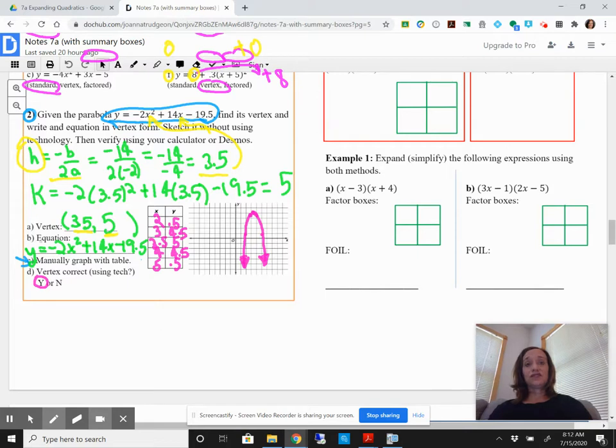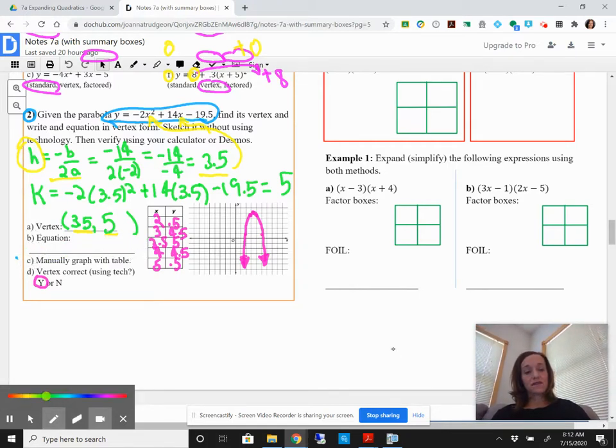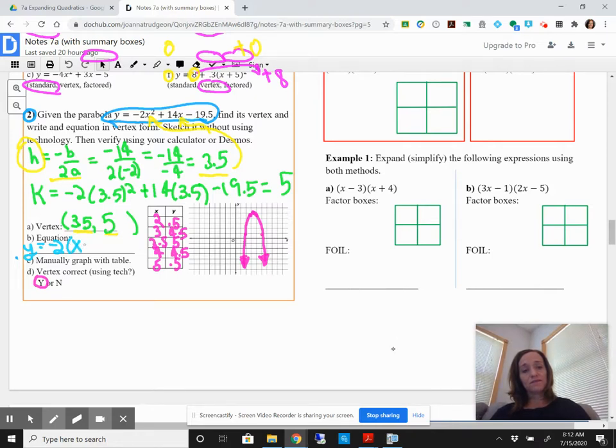And then once you have the vertex, you can write it in vertex form. The a value stays the same. Oops, you know what? I didn't write that correctly. I just copied the thing. Let's do it now. We'll do it together. It's y equals, and then -2 is the vertical stretch, x minus 3.5 squared plus 5, like that. So that should be your equation in vertex form.